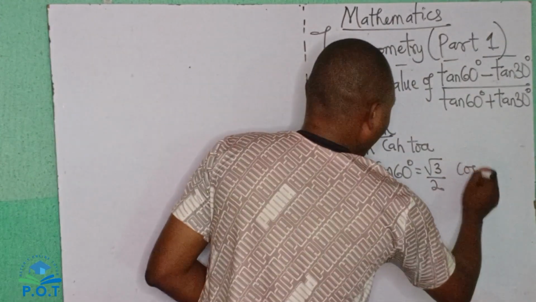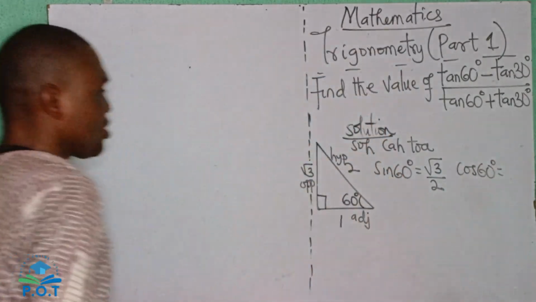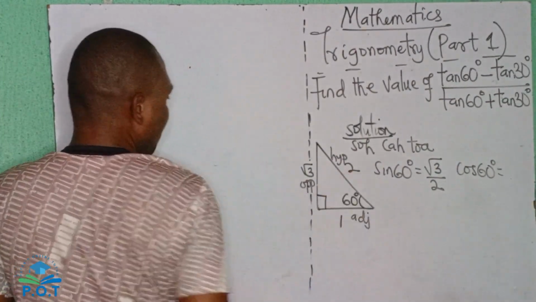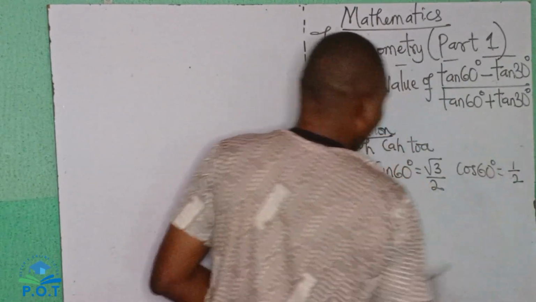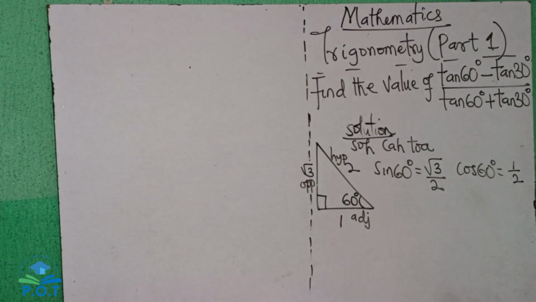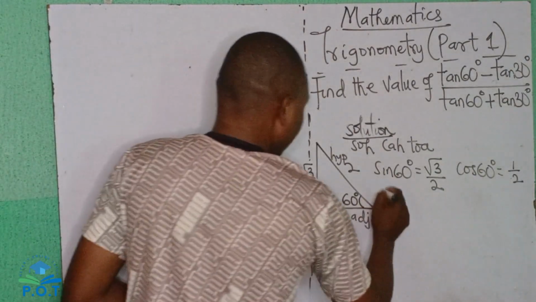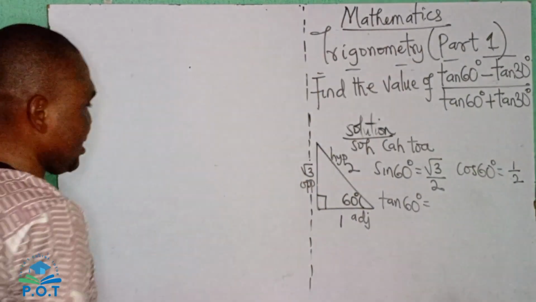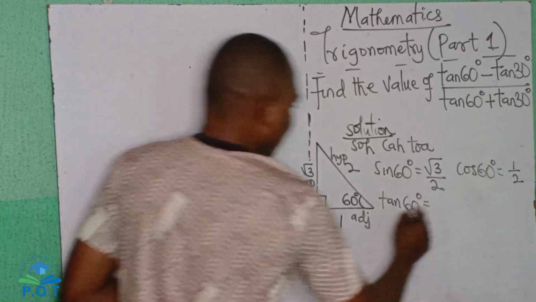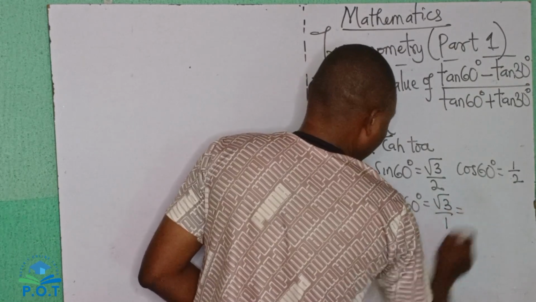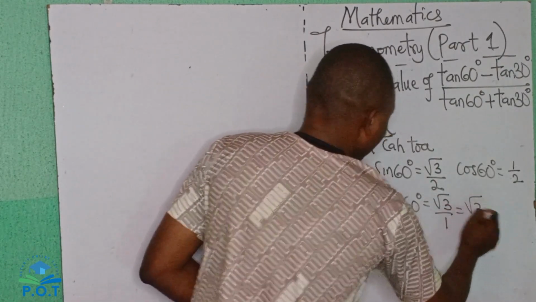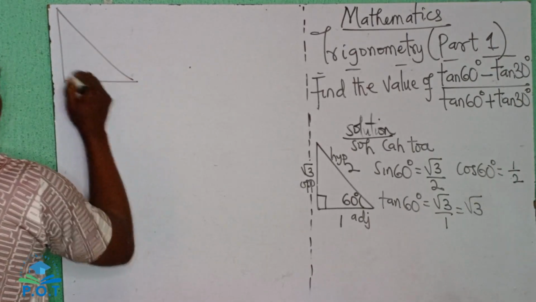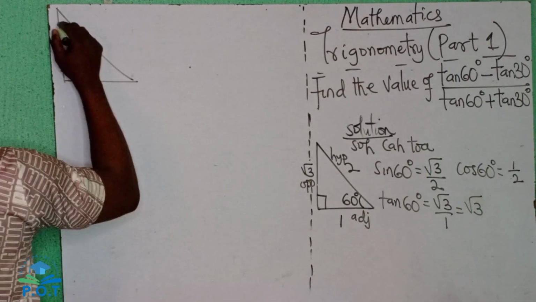Now, let's go for cos 60 degree. Cos 60 degree is adjacent over hypotenuse, that is 1 over 2. That's our cos 60 degree. And then tan 60 degree becomes opposite over adjacent, that is root 3 over 1. If you divide root 3 by 1, you still get root 3.